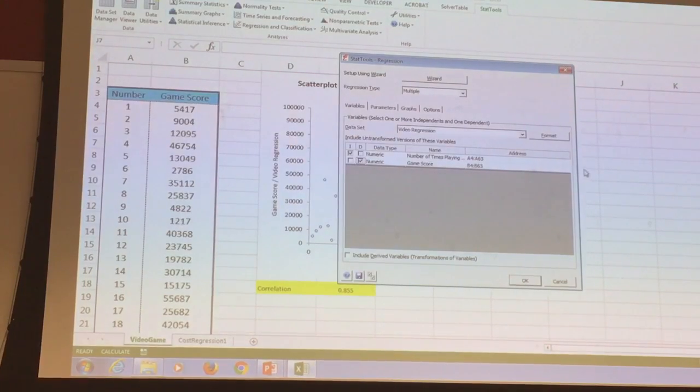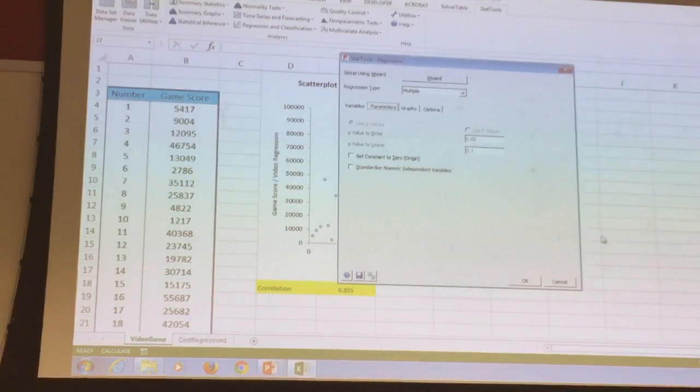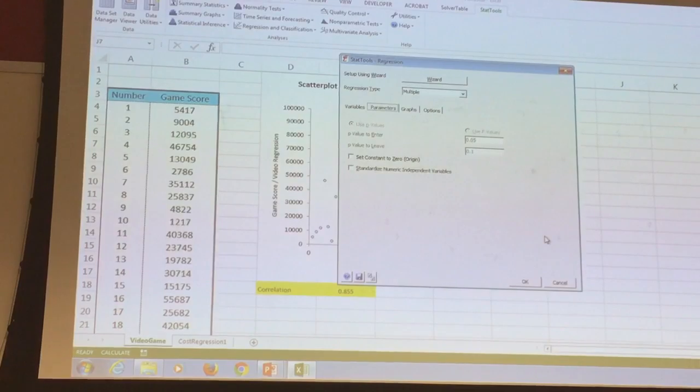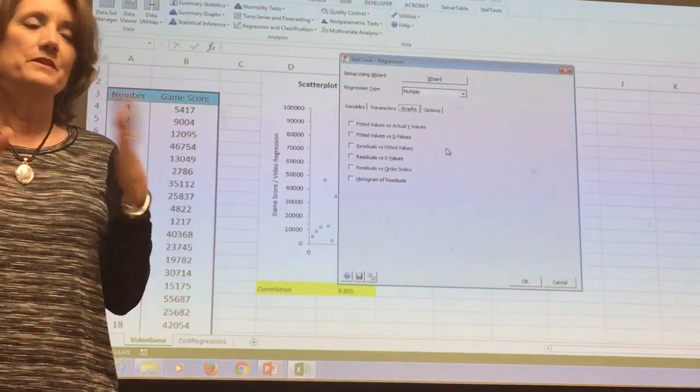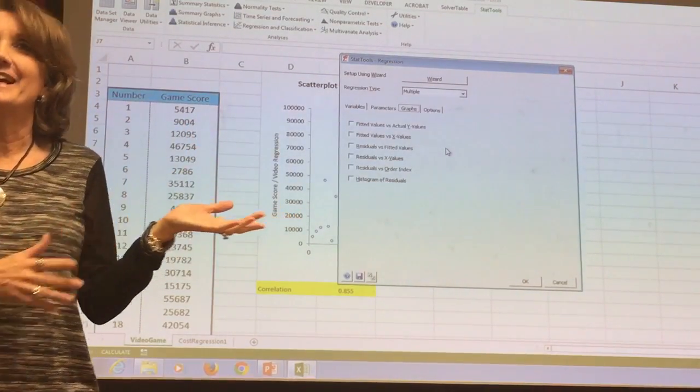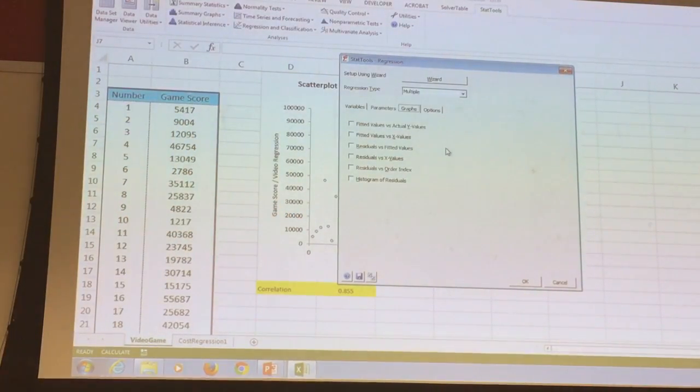Next tab, parameters. Don't do anything here and never go to this tab again. We are not changing any parameters, and you never need to look at this tab again. Next tab, graphs. If the problem asks you for a graph, add them. If it doesn't, don't. So now I'm going to put a couple of them on here that I want to show you, but I just want to put that information out there for you.